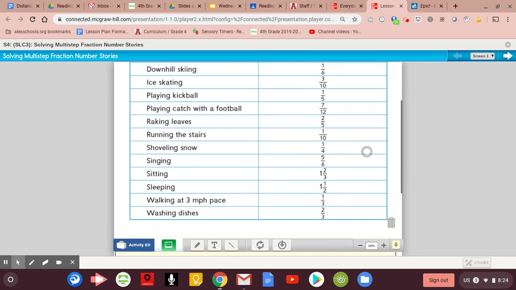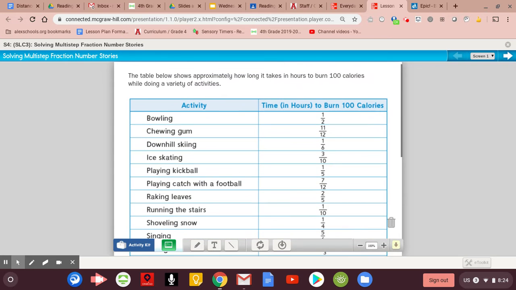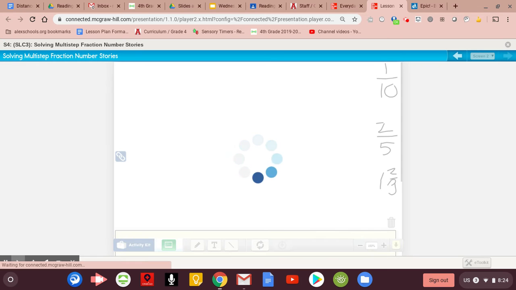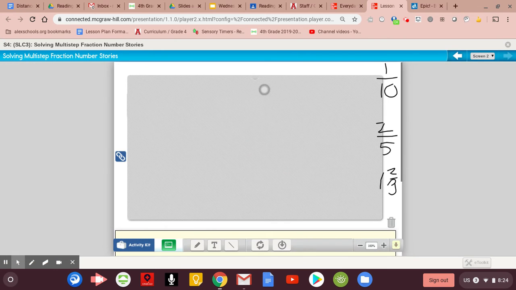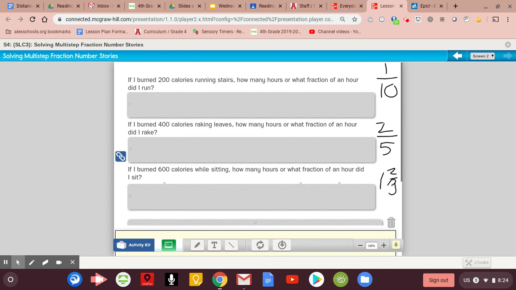So we are going to use this chart to answer some questions, and this is very similar to your journal page, except you have different numbers and different activities. So I already went ahead and transferred some of my numbers so I didn't have to keep going back and forth. So it's quicker for you to follow along.